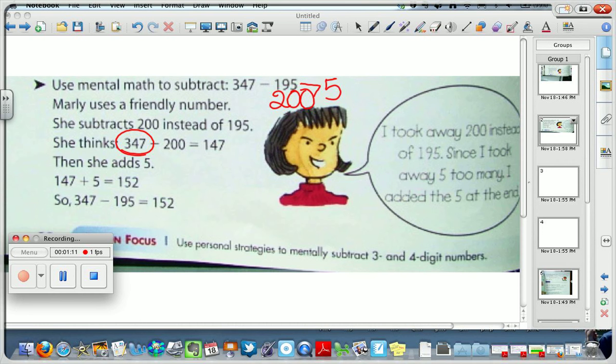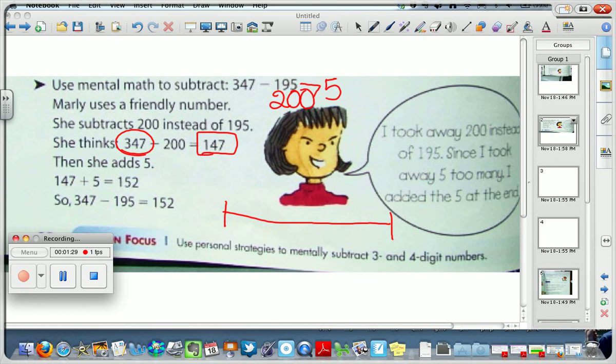And she says, well, if I take 200 away from 347, the answer is 147. Is 147 the answer to this first question? No. No, because she made one of the numbers bigger but not the other. And that's like, again, thinking of it on that number line.